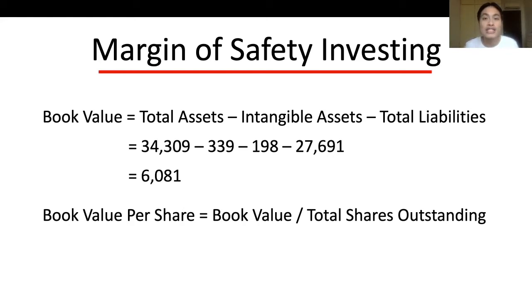But we don't want to just stop there. We want to find out the book value per share. So how do we calculate the book value per share? We take the total book value and divide by the total shares outstanding. We have already calculated the book value of Tesla. The book value is 6,081. The next thing that we need to find out is the total shares outstanding.